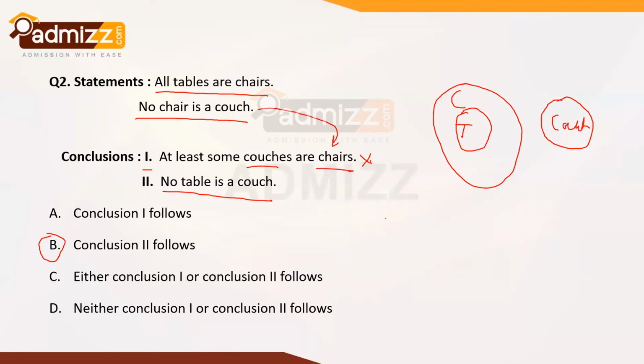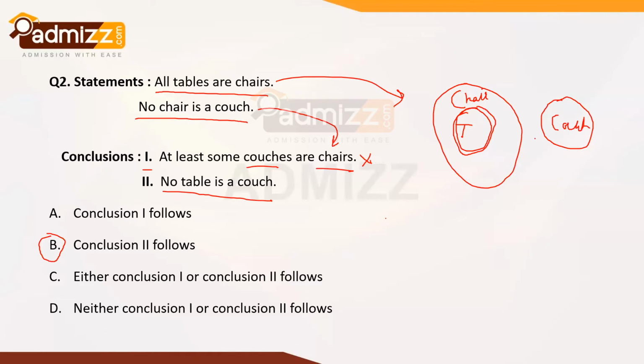We are given the first statement, all tables are chairs, right? So take a look at this Venn diagram, right? We first drew a set of tables, which is this particular circle. Next up, we drew the set of chairs, which is this outer bigger circle, which encapsulates all of the set containing the tables, because that's what the first statement implies. This is chair, right? And the second statement clearly says that no chair is a couch, right?